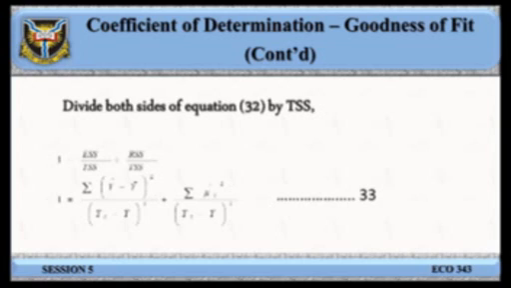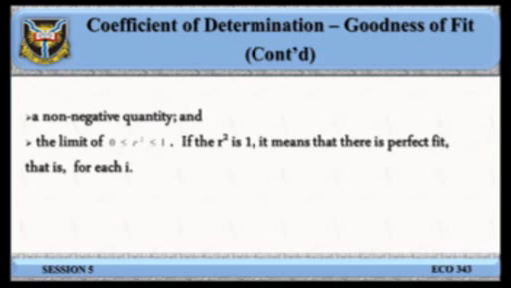Divide both sides of equation 32 by TSS. We get the equations below. Thus, the R squared measures the proportion or percentage of the total variation in y that is being explained by the regression model. Capital R squared has two properties. They are: A, it is a non-negative quantity, and B, it is bounded by the limits 0 less than or equal to R squared less than or equal to 1.